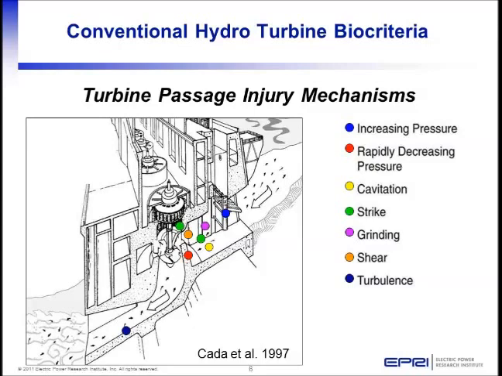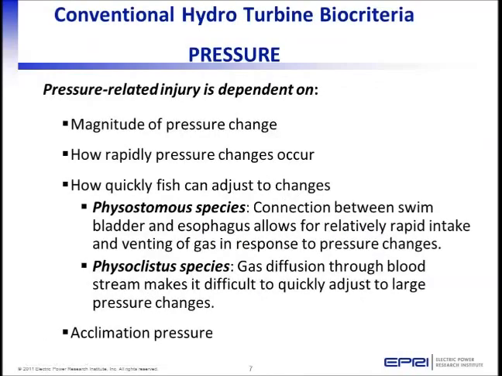Next slide, please. With regard to pressure in conventional hydropower turbines, pressure-related injury can be related to the magnitude of the pressure change, how rapidly that change occurs, how quickly the fish can adjust, and also the pressure at which the fish are acclimated. How quickly the fish can adjust is a morphological characteristic related to the manner in which the swim bladder is connected to the outside of the body or not. That's what those two terms, physostomous and physoclistous, refer to.